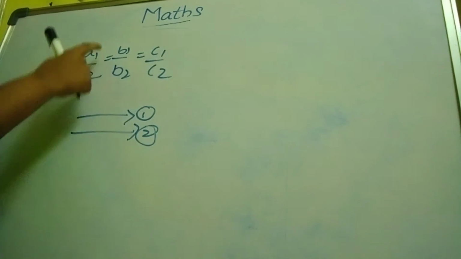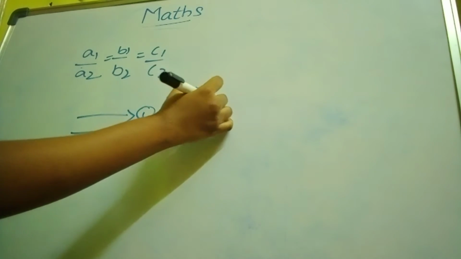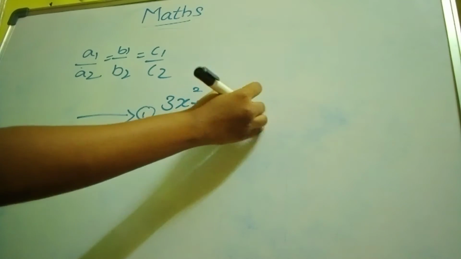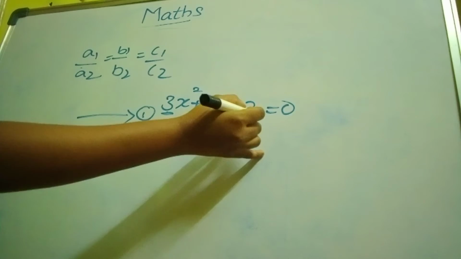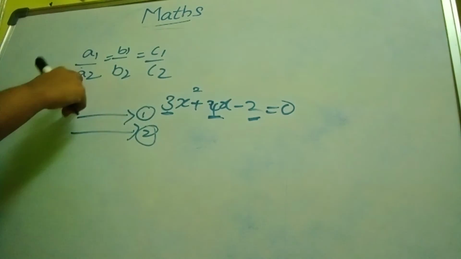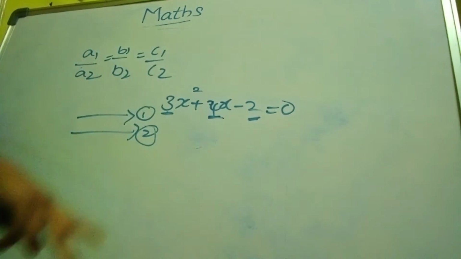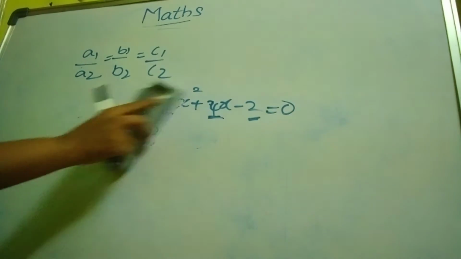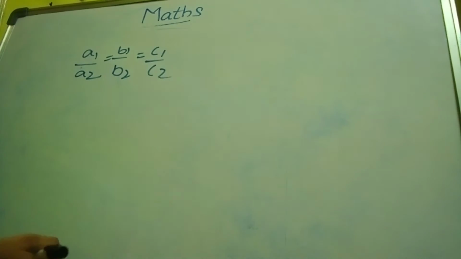By this, see, 3x square plus 4x minus 2. If they give like this, a is 3, b is 4 and c is minus 2. By substituting these three in these, if we get a1 by a2 is equals to b1 by b2 is equals to c1 by c2, we will get the lines as coincide and consistent. In graph, we will get consistent lines and lines will coincide with each other.